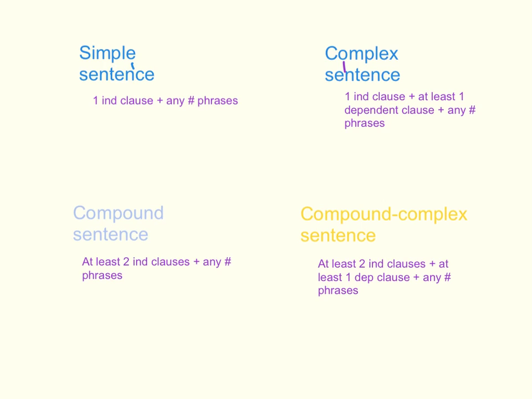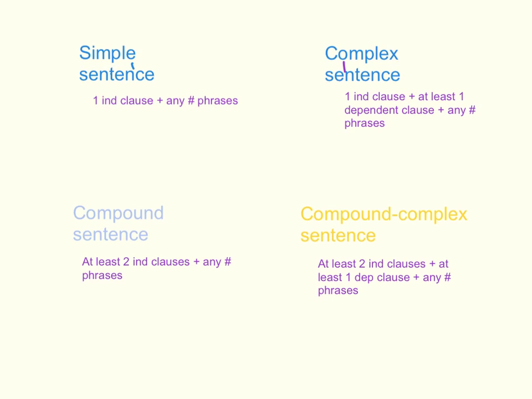Welcome to our grammar explanation video on sentence types. There are 4 grammatical sentence types that we've talked about and need you to know. They are the simple sentence, the complex sentence, the compound sentence, and the compound complex sentence.